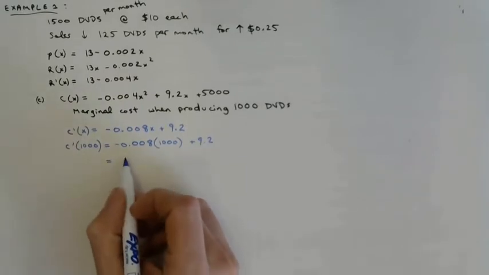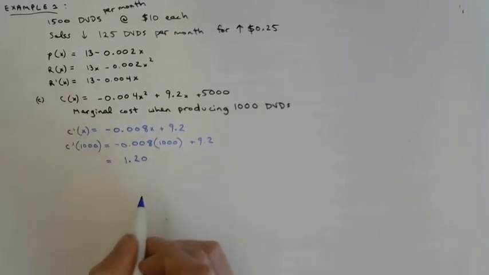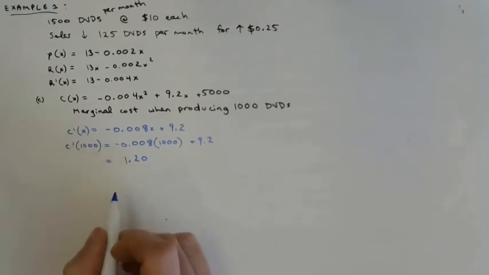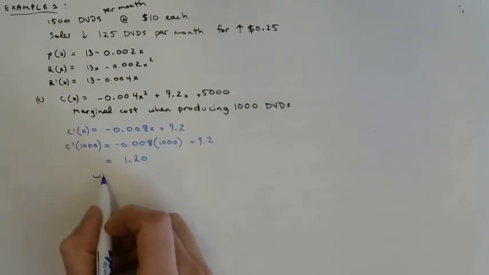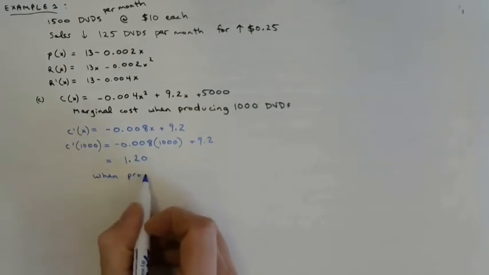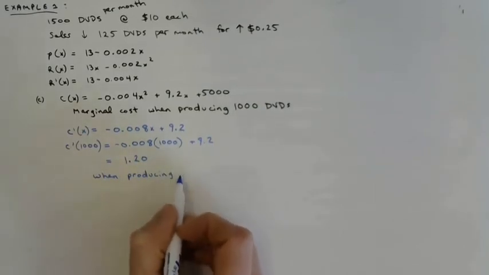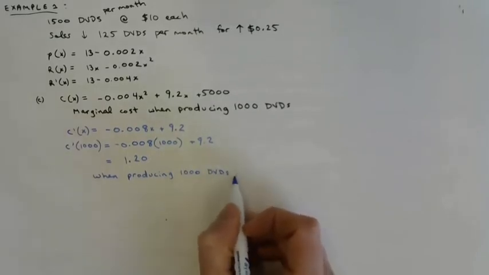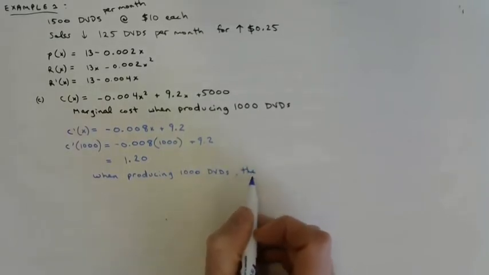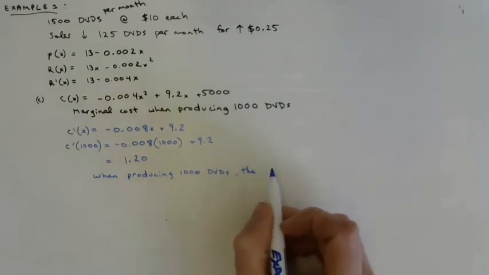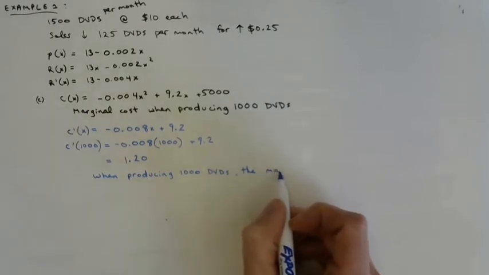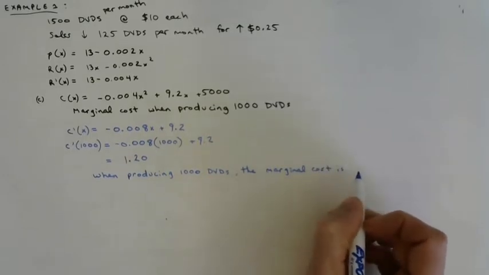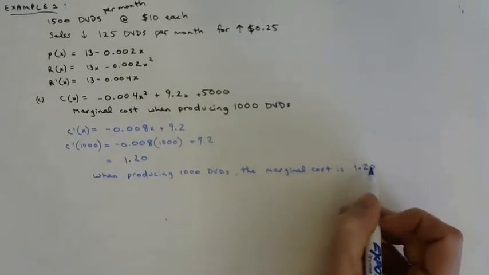Check it in the calculator. We get 1.20. So when producing 1,000 DVDs, the marginal cost is $1.20.